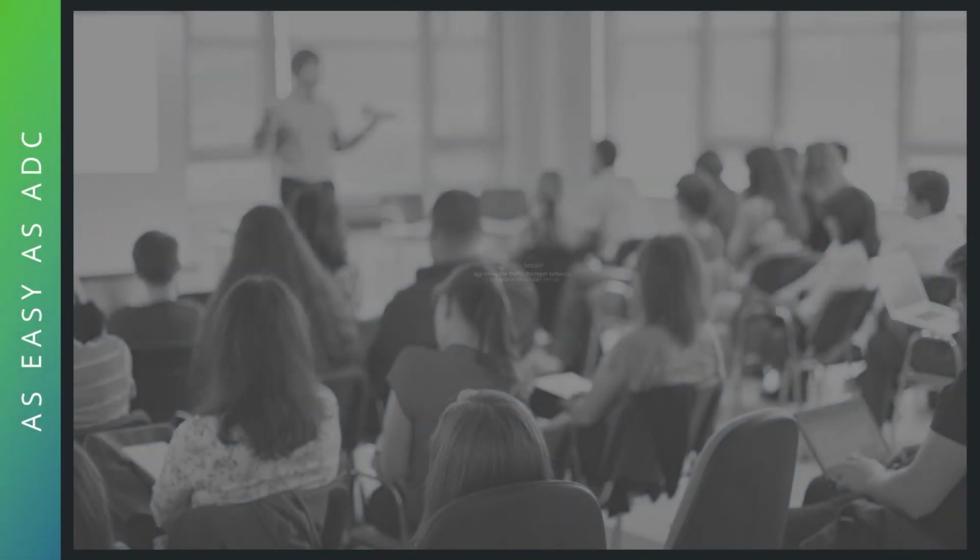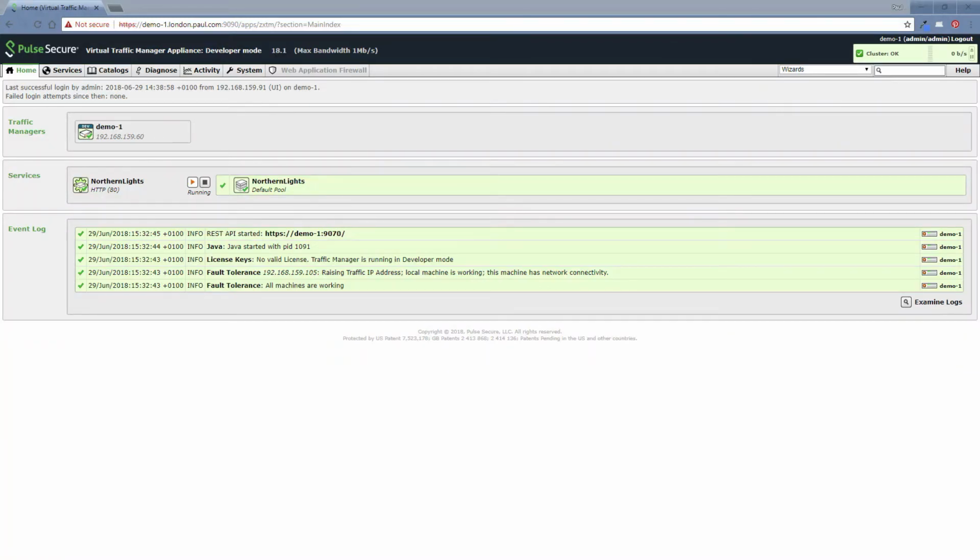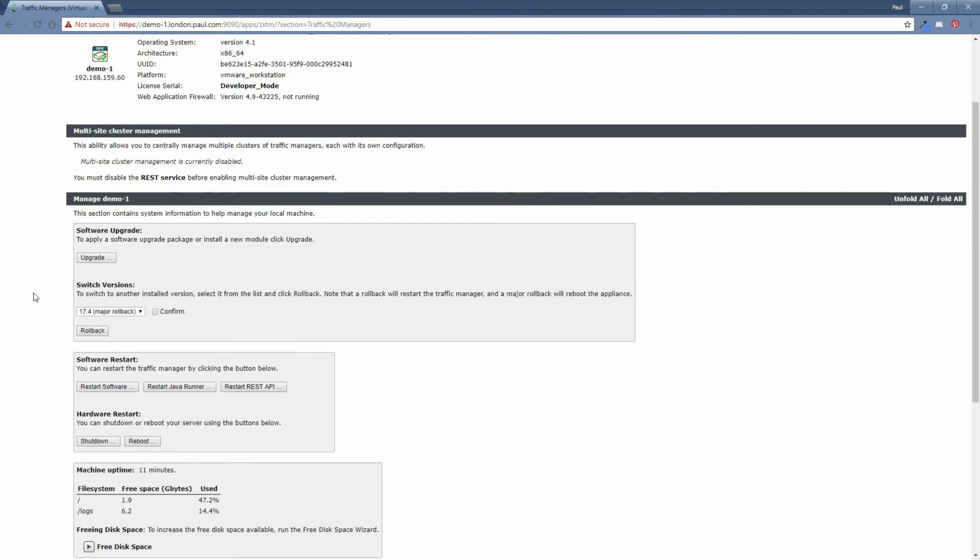Let's move on to the final section now, how to roll back the software version. So if for any reason you find that you need to roll back the software version, that's fairly straightforward to do. You can see we're currently running on 18.1 as of the previous section where we upgraded from 17.4 to 18.1. Now we've realized we need to roll back, so what do we do? You simply go to the Systems tab, and here you've got an option to roll back. So you see the previous version here, 17.4. Simply confirm that that's the version we need and click the rollback button.